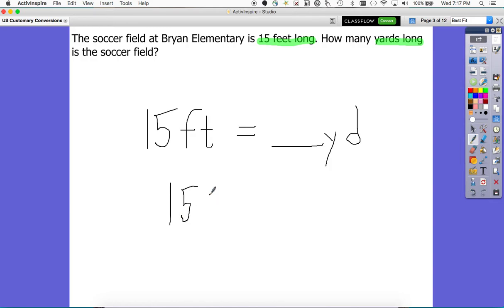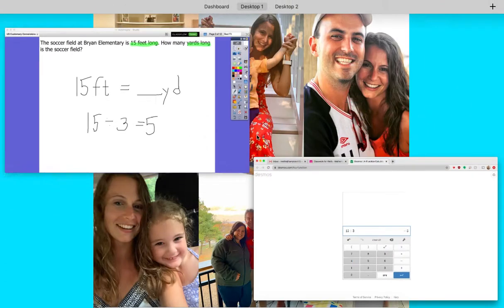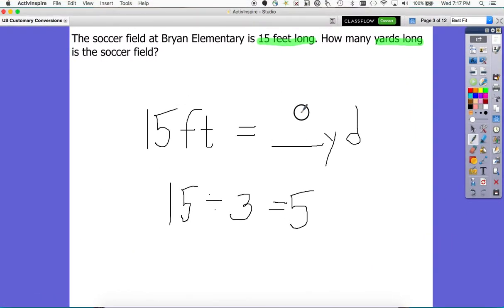15 divided by 3. Now I hope you remember your 3 song. 3, 6, 9, 12, 15, that gives you 5. But in case you have forgotten or want to double check, you're more than welcome to use your Desmos. 15 divided by 3 is 5. So my correct answer is 5 yards.